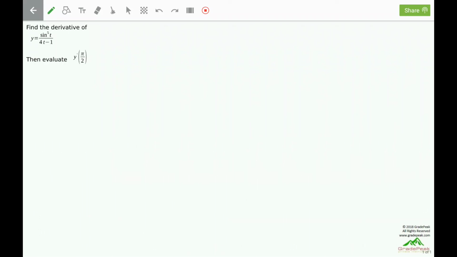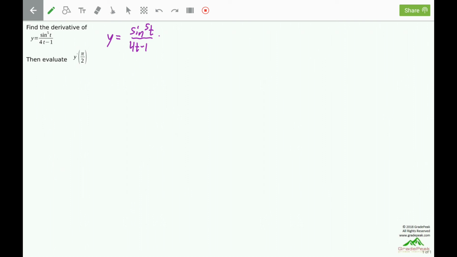Find the derivative of y equals sine to the fifth of t divided by 4t minus 1, then evaluate y prime of pi over 2. Y here is the quotient of two functions, the sine to the fifth of t over 4t minus 1. Therefore, the derivative is going to involve the quotient rule.